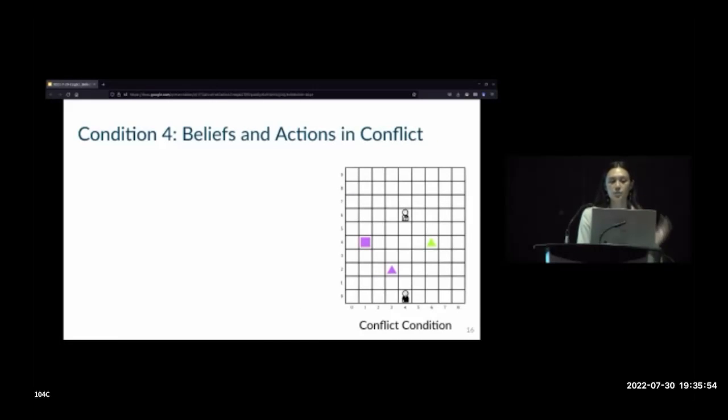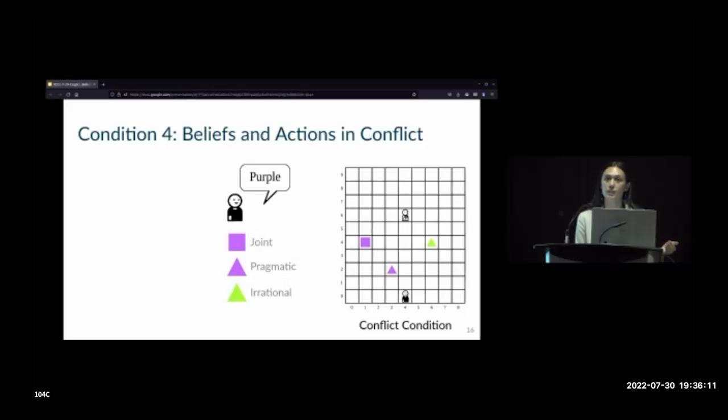And the last condition we want to look at is what happens when these two come into conflict. So the features of the items here look very similar to the original signaling game. And based on pragmatics, if you hear purple, you might choose the purple triangle. However, at that same time, that purple triangle is jointly inefficient, right? So if you're reasoning using this joint utility dynamics, you should tend to prefer the purple square instead.